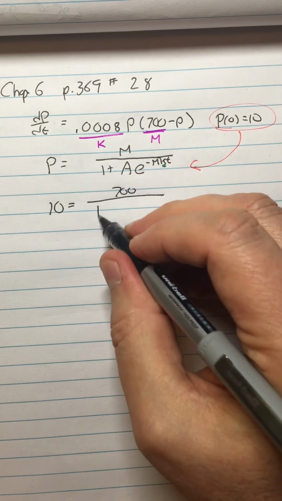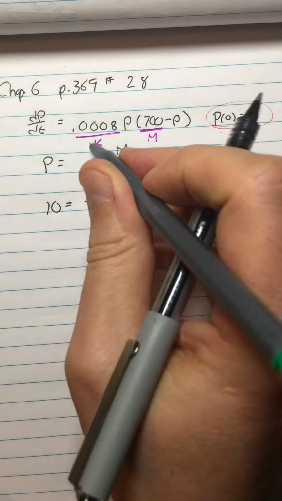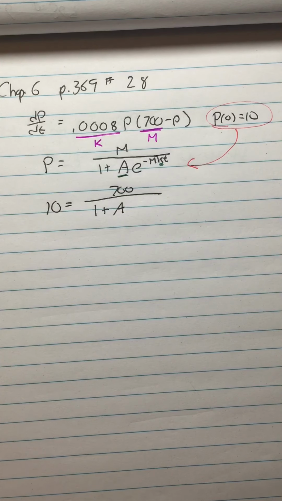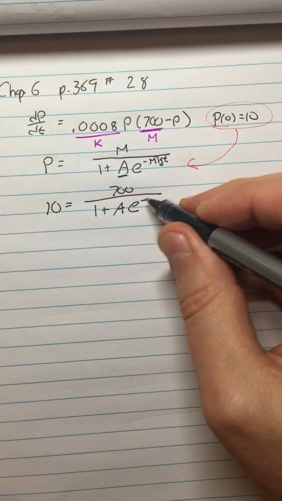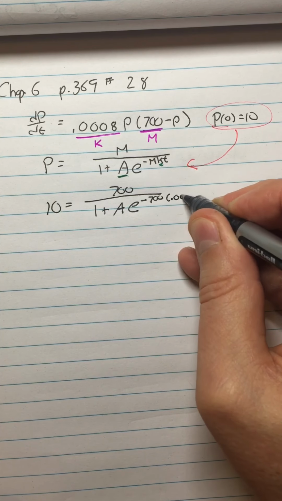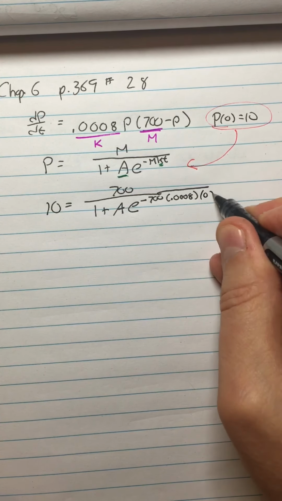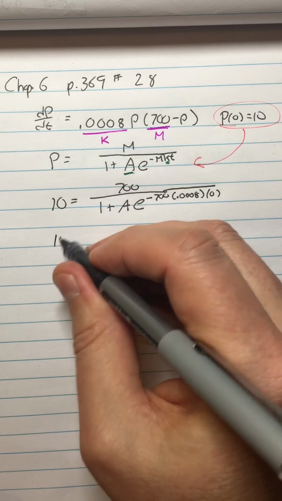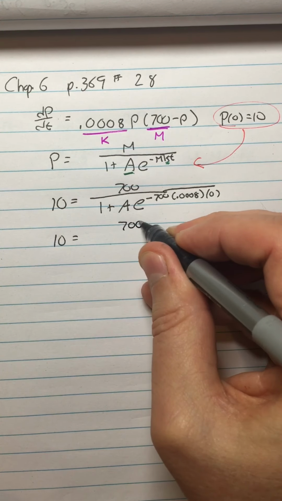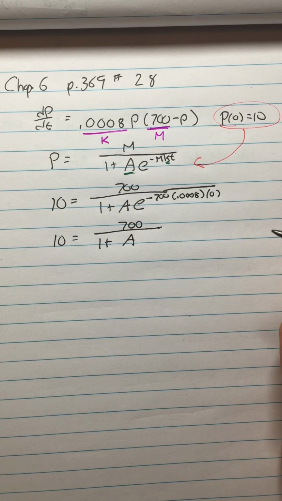All right, so then I have 1 plus A. A is what I'm solving for. I know what the K is, it says it right there. Solving for the A, not the K. So I'm going to leave the A there because I don't know what it is. E to the negative, M is 700, K is 0.0008, and we're going to plug in our value of T, which is 0, which means I could have saved all the time of writing that out if I just know that e to the 0 is 1. But it's all right if you want to write that out. I think it aids with the clarity. So that just means that 10 equals 700 over 1 plus A.